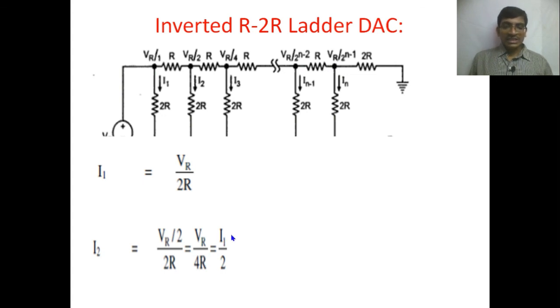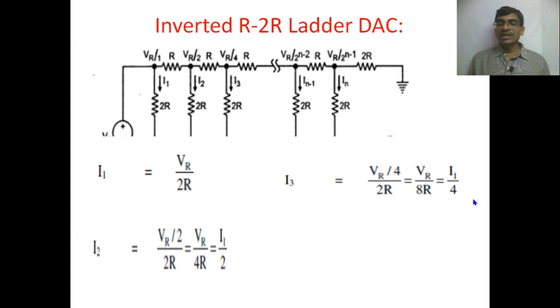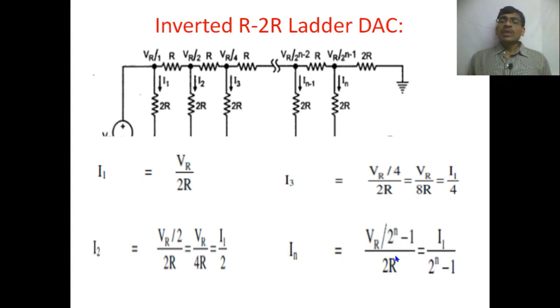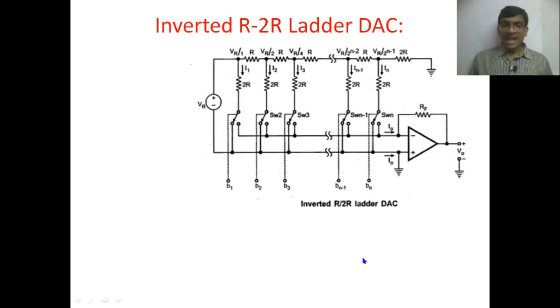If you represent this I2 in terms of the I1, which is I1 by 2, and I3 current flowing here is VR by 4 divided by 2R, which is equal to VR by 8R, that is equal to I1 by 4. I1 is VR by 2R, right? So every current is represented in terms of the I1, therefore I1 by 4, and IN current, which is VR by 2 power n minus 1 divided by 2R, that is equal to I1 by 2 power n minus 1.